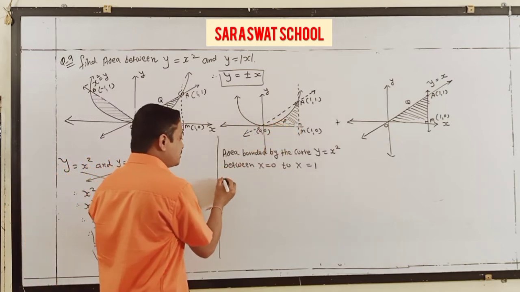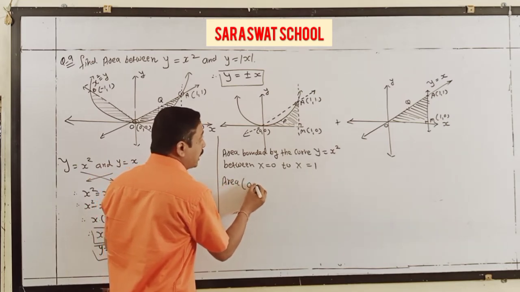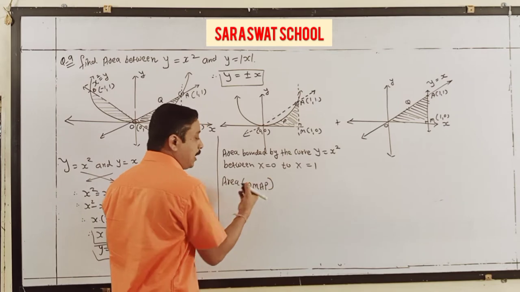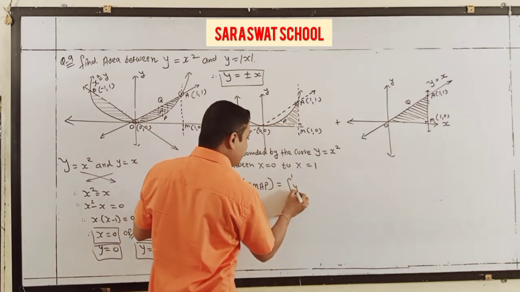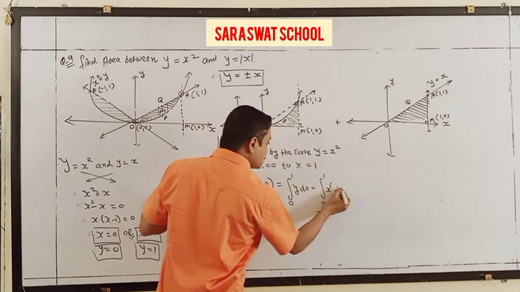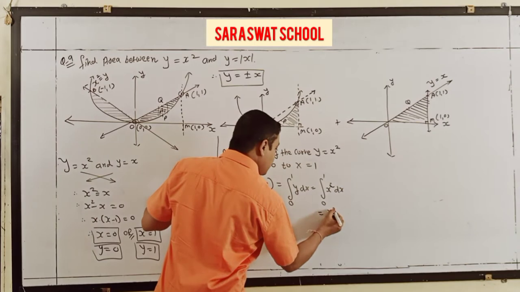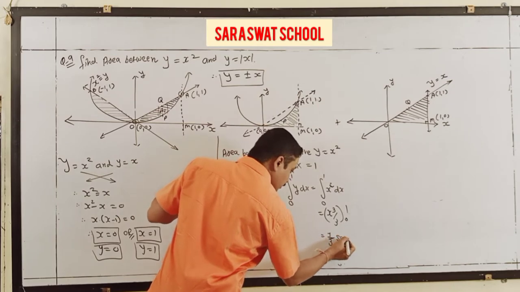So that's area is OMAP, that's the integral 0 to 1 y dx, 0 to 1 x square dx, it is x cube by 3, and limit put it, it should be 1 by 3 square units.